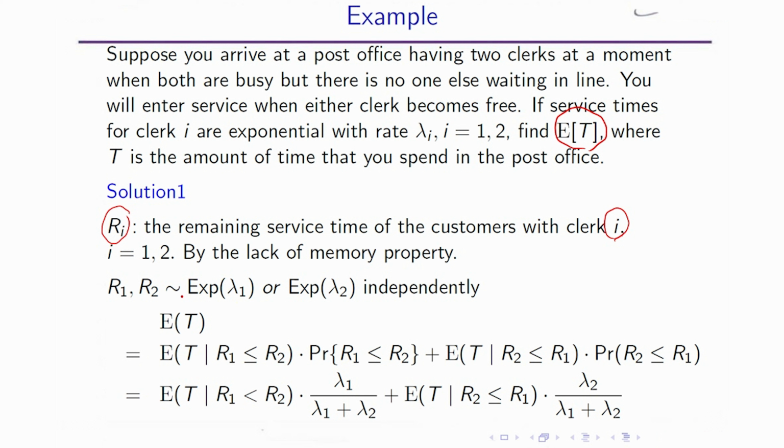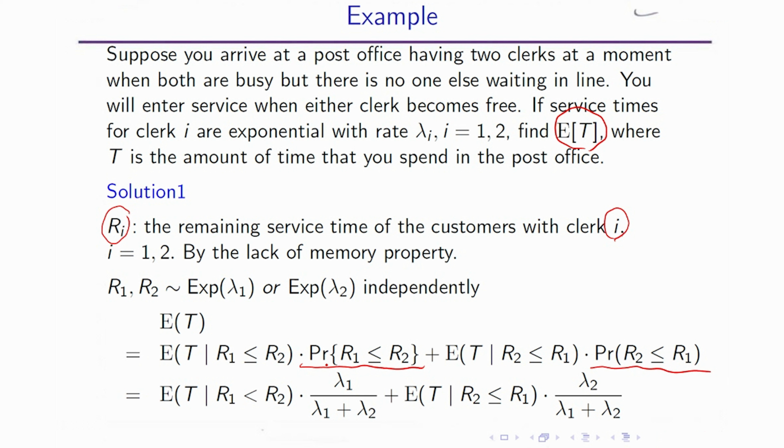So the expectation of T can be written as the expectation of T given that R1 is less than or equal to R2, times this probability, plus the expectation of T given R2 less than or equal to R1, times the probability.